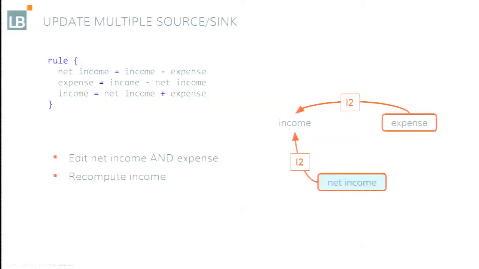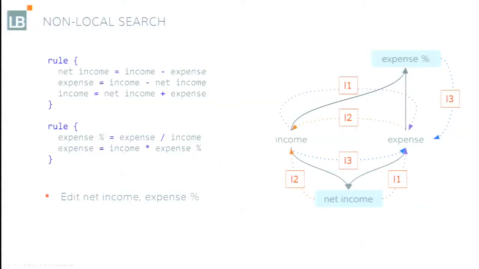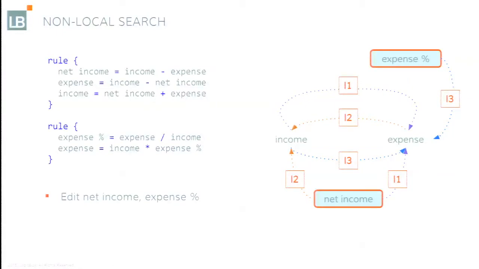The search for an update path is not local to the rules. It's actually global across all rules. So here we have our expense percent rule, which also has an inverse that says expense equals income multiplied by expense percent. And this is a dependency graph for both rules. What happens when we edit both net income and expense percent? Well, let's get rid of the two forward paths that are no longer valid. Let's say we pick I1 because we see that that's preferred by the users, and we get rid of the other paths that are invalid.